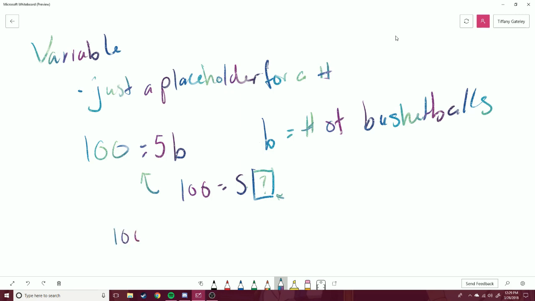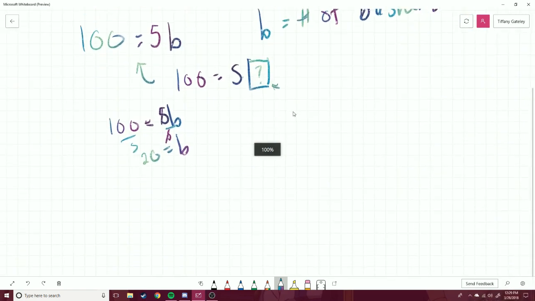So we have 100 equals 5b, and you divide each side by 5. So 20 equals b, because these 5's cancel. And so you can buy 20 basketballs for $100.